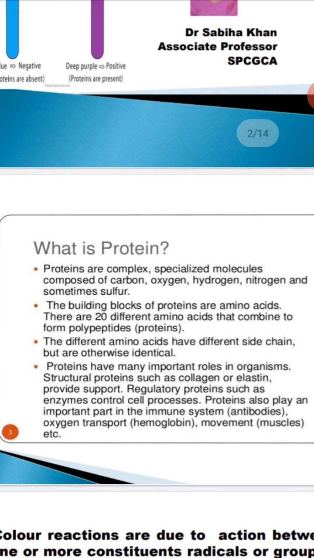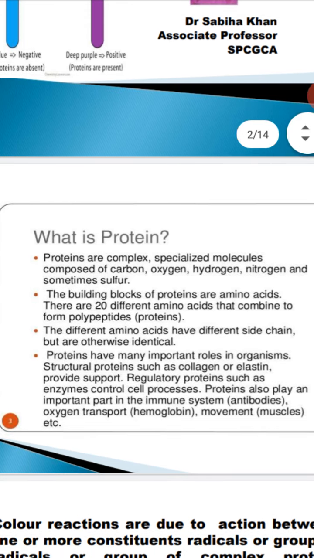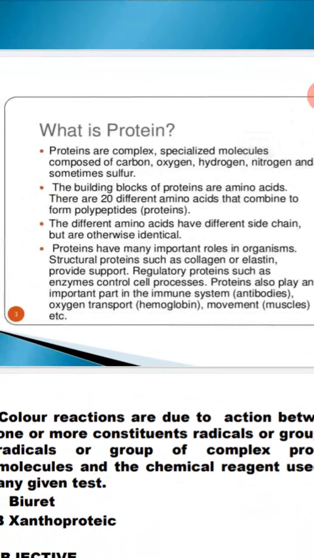There are structural proteins, examples of which are collagen and elastin, and they provide support. Then there are regulatory proteins, such as enzymes, and they control processes. Proteins also play an important part in the immune system, through antibodies. Oxygen transport is through hemoglobin, and the movement of the muscles, etc., is done with the help of proteins. So you can see proteins are very important constituents.